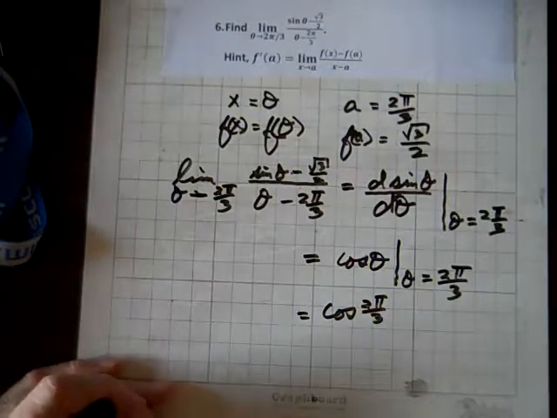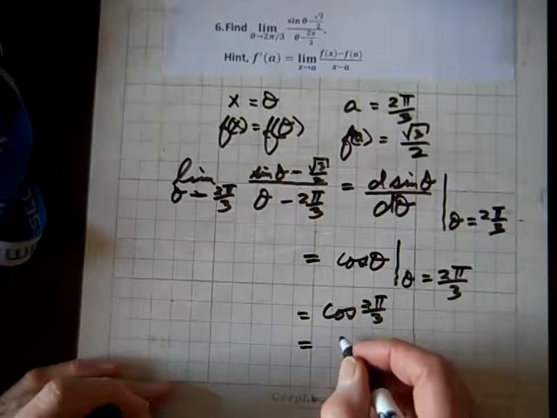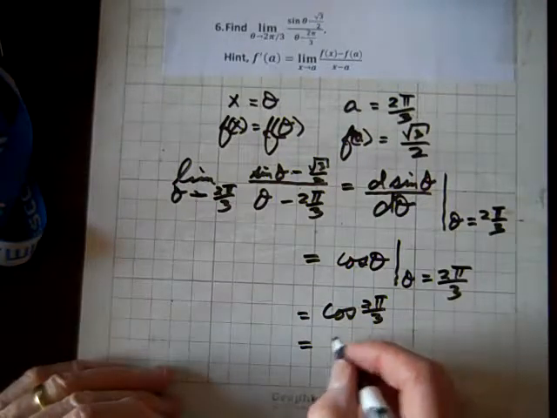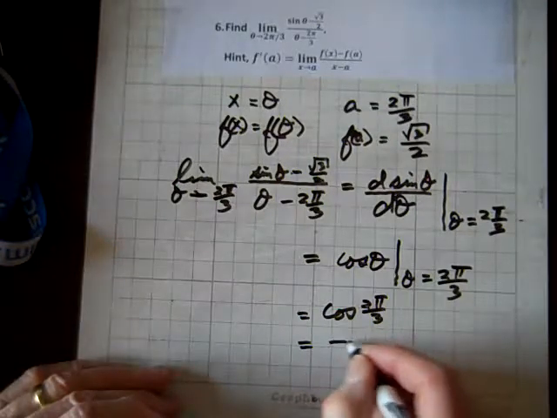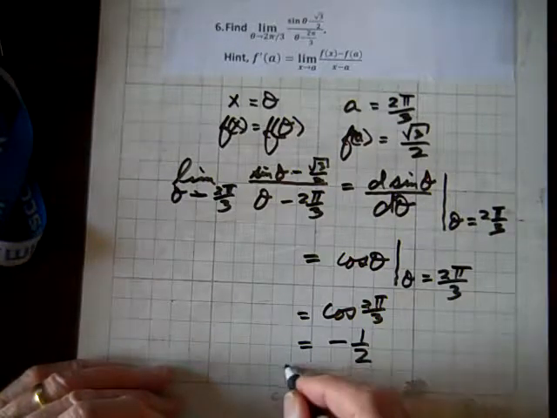But 2 pi over 3 is in the second quadrant, and the reference angle pi over 3, the cosine of pi over 3 is 1/2, so since it's in the second quadrant, cosine of 2 pi over 3 is going to be -1/2. And we've got it.